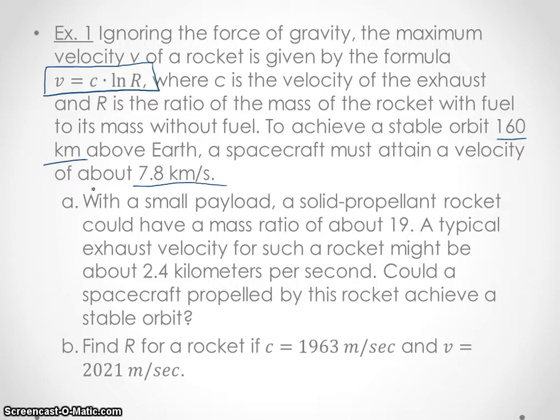Okay, so letter A says, with a small payload, a solid propellant rocket could have a mass ratio of about 19. A typical exhaust velocity for such a rocket might be about 2.4 kilometers per second. Could a spacecraft propelled by this rocket achieve a stable orbit? So that's the question we want to answer. It's going to be a yes or no question. And we're going to ignore B for right now because we're only answering A. And I've taken all of our important information and copied it onto the next page. Hopefully you've copied this example already.